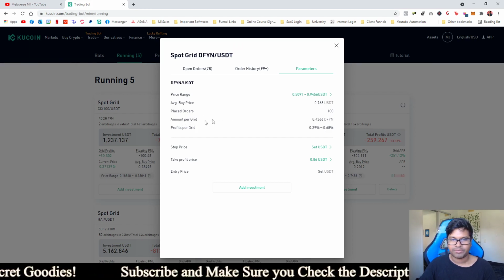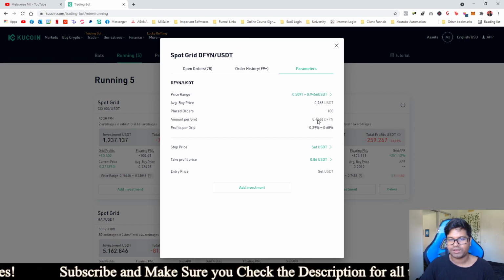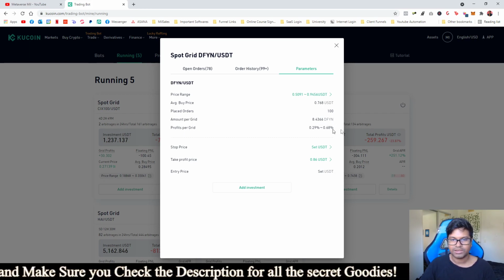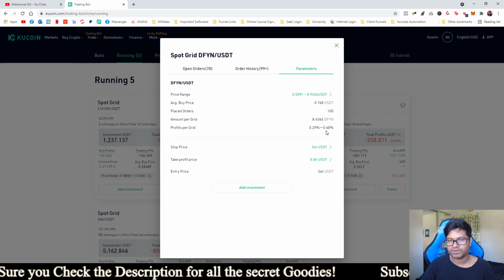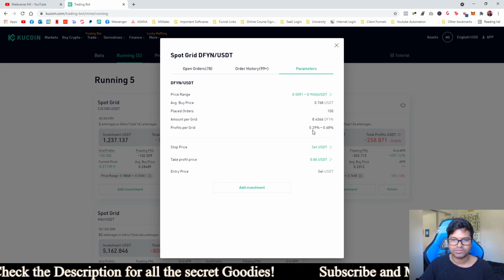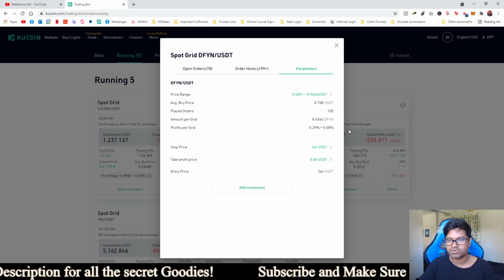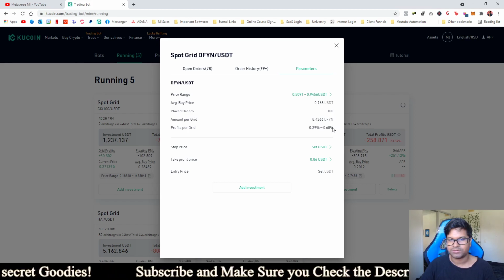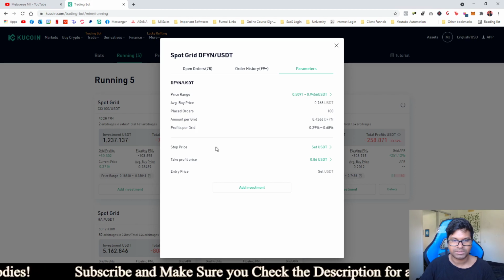Usually amounts per grid, this will show you how much of the token you're making per transaction. This is where they show how much profit you're making per transaction that happens. So that's anywhere from 3 to 6.8%, so less than 1%.